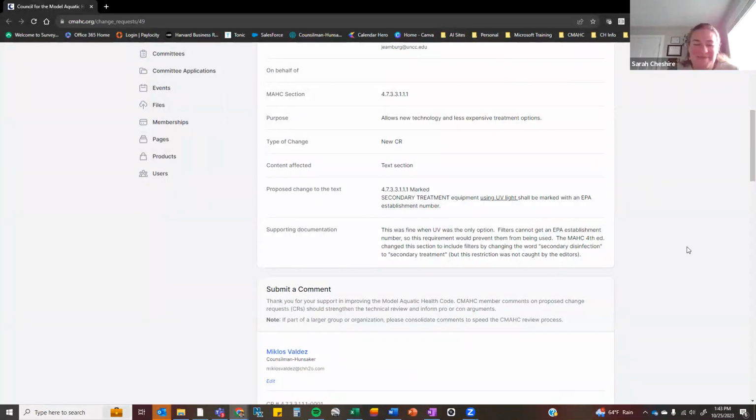Yeah, it is on the screen. Okay, great. So that's 4733111, secondary treatment equipment using UV light. It's adding the specific language for using UV light shall be marked with an EPA establishment number. That was fine when UV was the only option. Filters cannot get an EPA establishment number. MAC 4th edition changes section to include filters by changing the word secondary disinfection to secondary treatment.